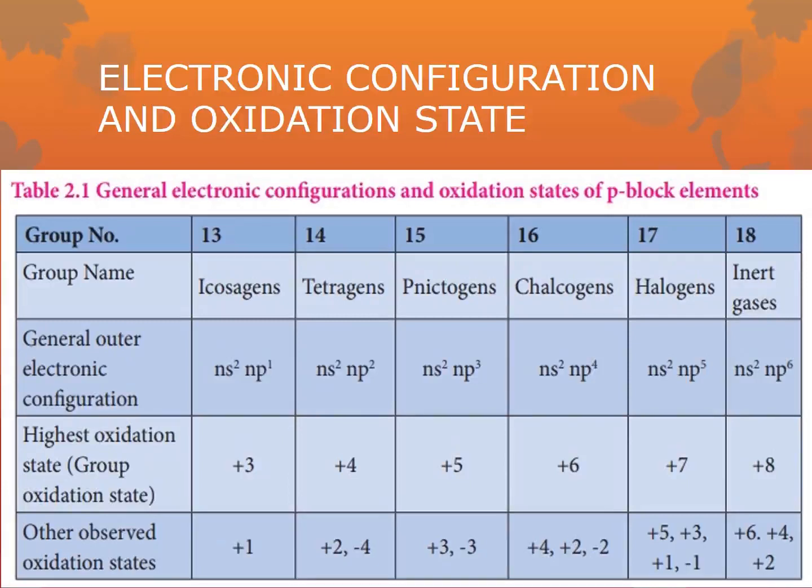Highest oxidation state, that is the group oxidation state. For 13, that is +3. I told you, in the last valence shell there are 3 electrons, so +3, and 14 means +4, 15 means +5, 16 means +6, and 18 is +8. That is the last configuration.